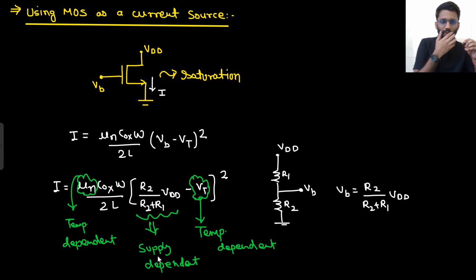So what do you observe here? You observe that Vt, mu n and VDD are all either temperature dependent or supply dependent. So this I is not constant with respect to temperature, and with respect to a change in the supply, it can change.